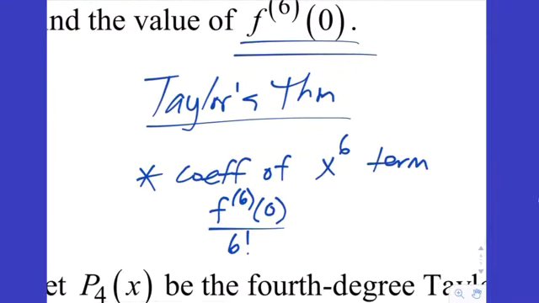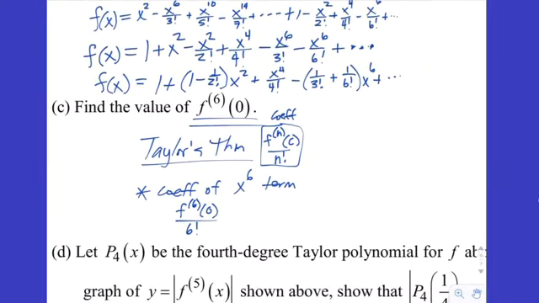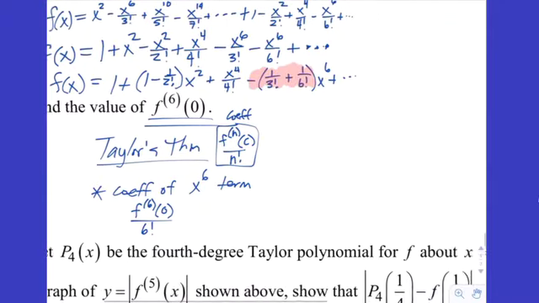In general, let me write it up here. It's the nth derivative at the center over n factorial. These are the coefficients from Taylor's theorem. Now, do we have another coefficient for the sixth degree term somewhere? This right here. That is the coefficient of the sixth degree term, is it not? It is. So those two should be what? They should be equal to each other.